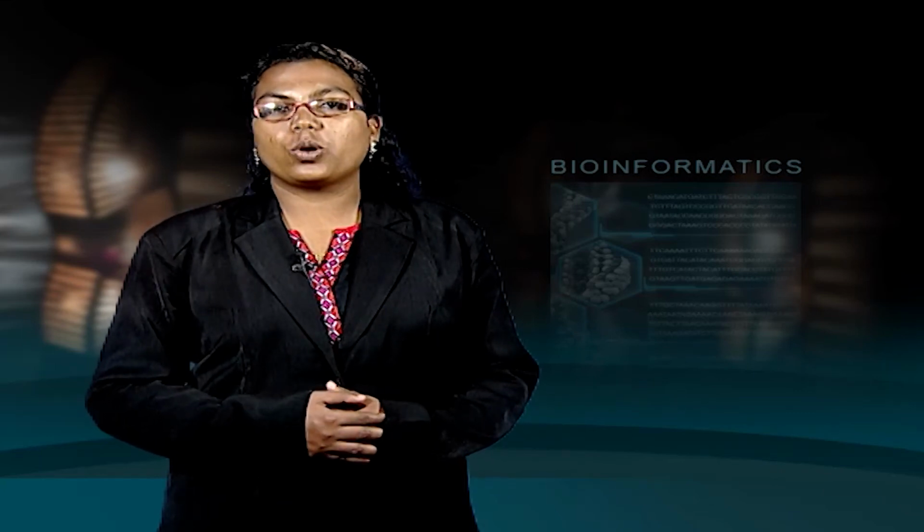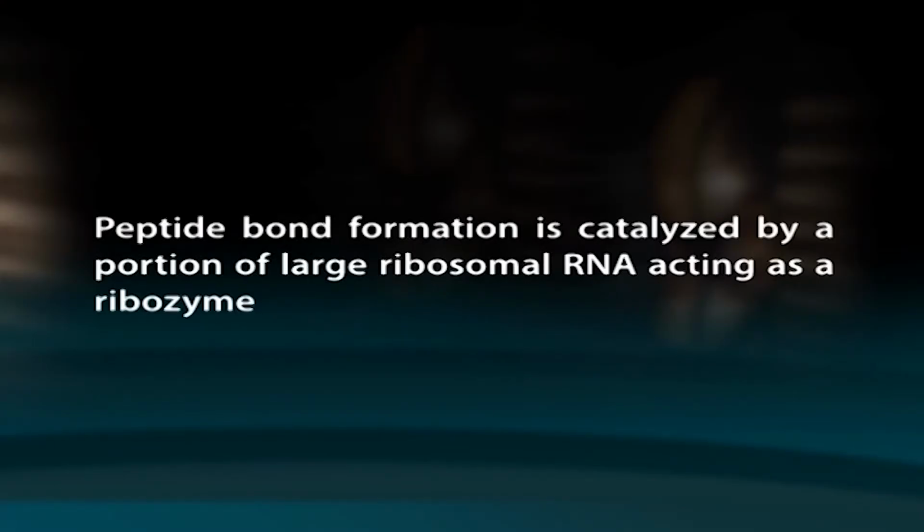During elongation, a cycle of tRNA entry, peptide bond formation and tRNA exit repeats itself with every amino acid incorporated. Aminoacyl tRNAs enter the A site where they bind to the complementary codon of the mRNA. After tRNA enters, the nascent polypeptide attached to the tRNA of the P site is transferred to the amino acid on the tRNA of the A site, forming a peptide bond. Peptide bond formation is catalyzed by a portion of large ribosomal RNA acting as a ribozyme.